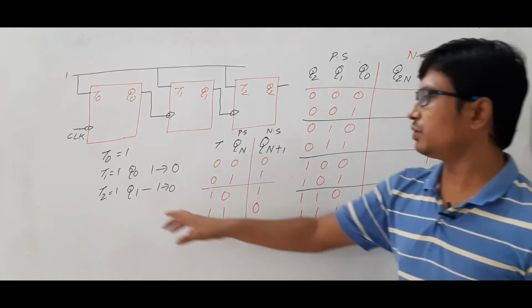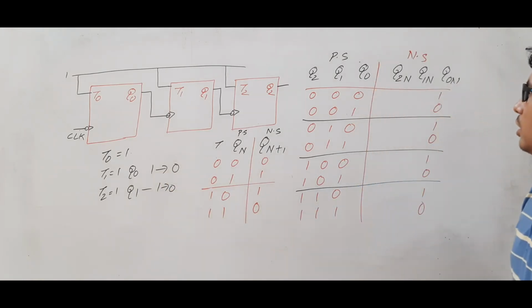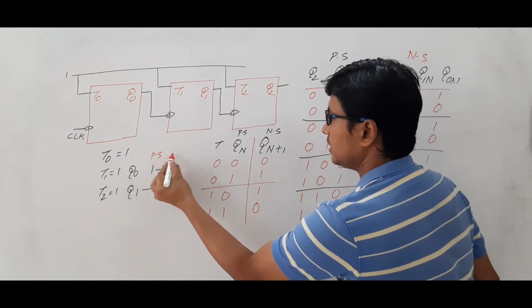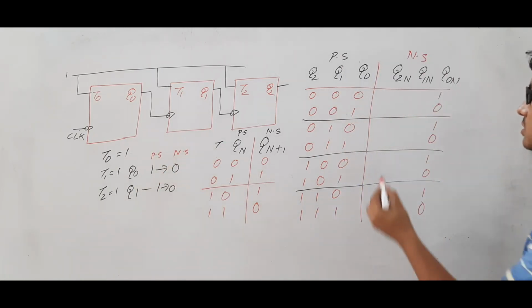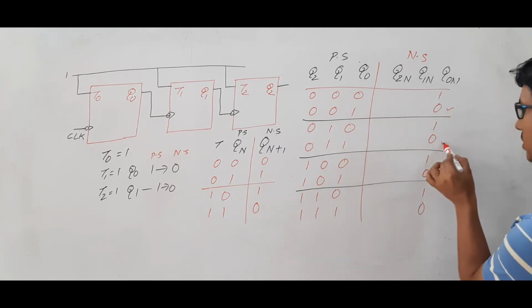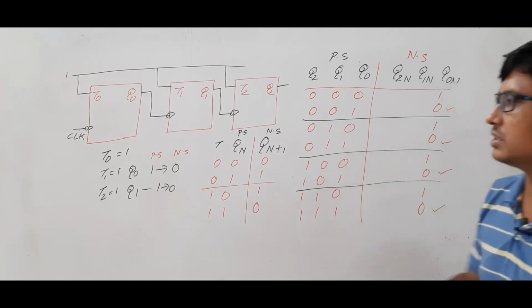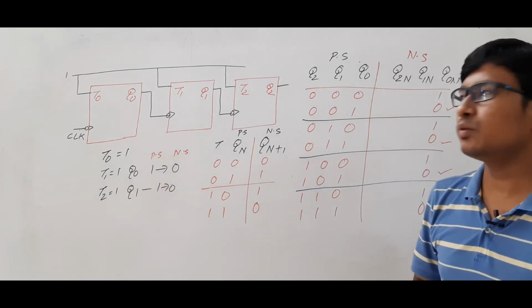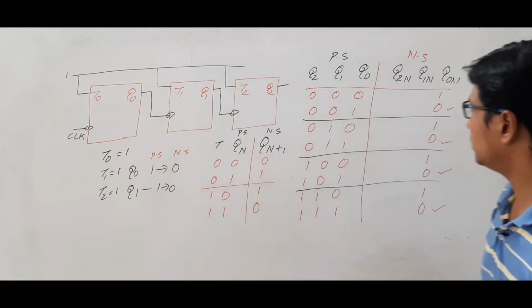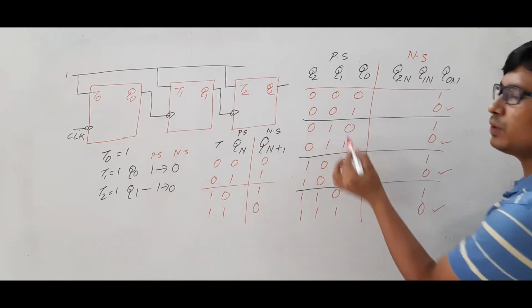Okay. Similarly, T1 is equal to 1 when Q0 is going from 1 to 0. Now look at it. What is Q0 going from 1 to 0? Its present state is 1, its next state is 0. Look at such combinations. This is 0, 1, no. This is 1, 0, this is another, this is another, this is another. So, in these four cases, T1 is equal to 1. Then what will be its next state? Its next state will be equal to the complement of it. Q1N is equal to Q1 complement.